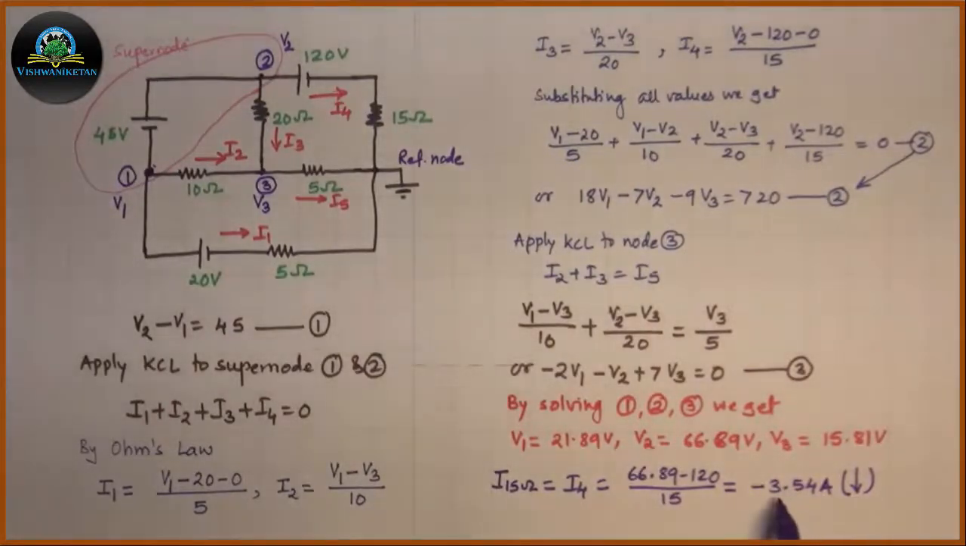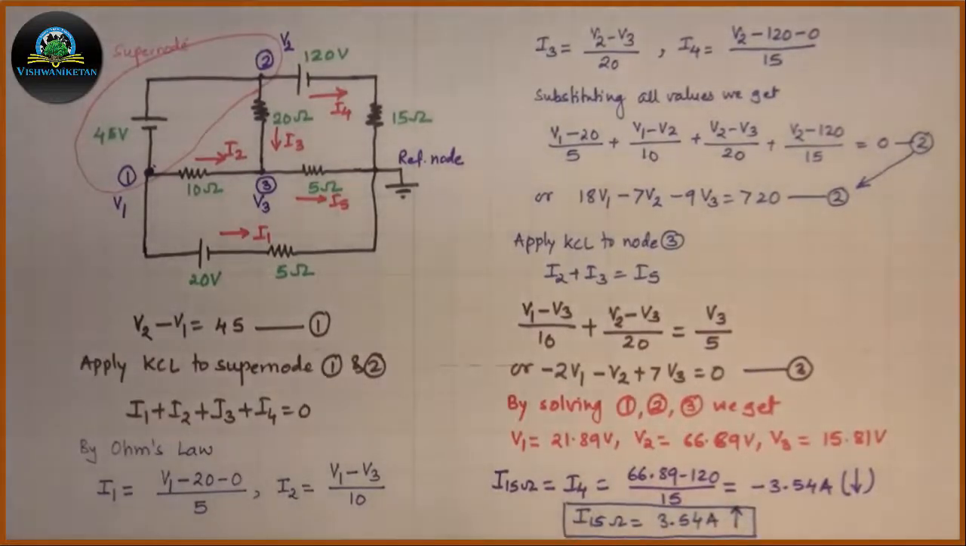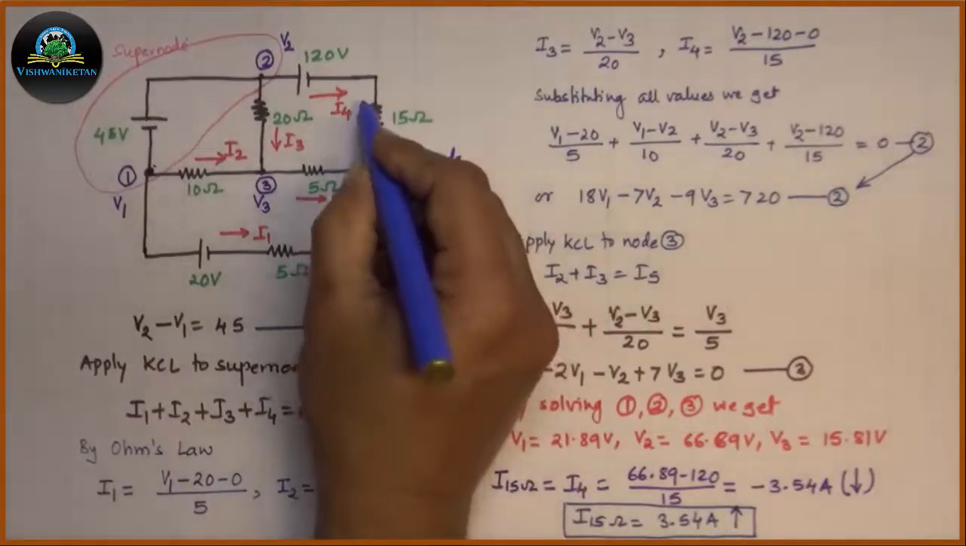The magnitude of the current is 3.54 ampere, and as we know, the negative sign indicates that the actual direction is opposite to that of the assumed direction. The actual answer will be I15 ohm is equal to 3.54 ampere, and the actual direction should be upward in this problem.